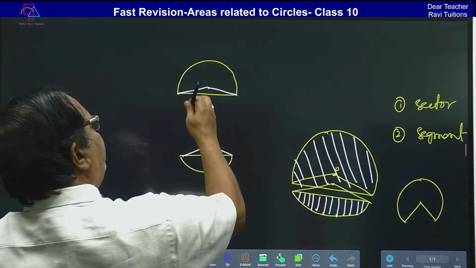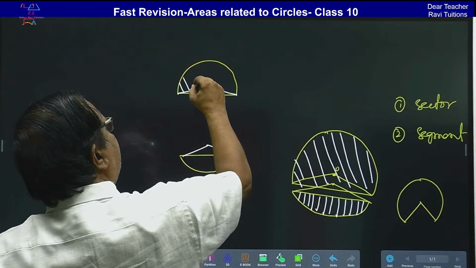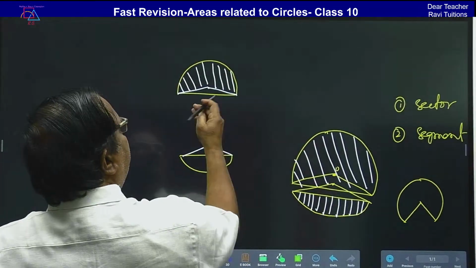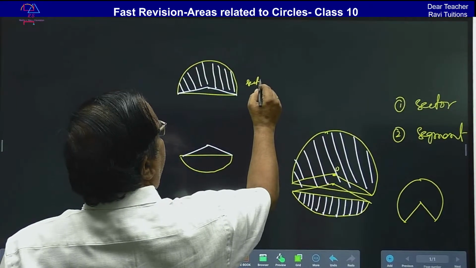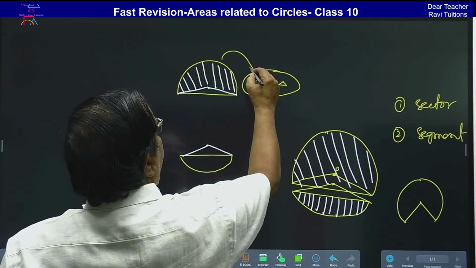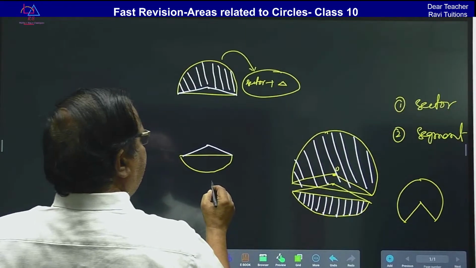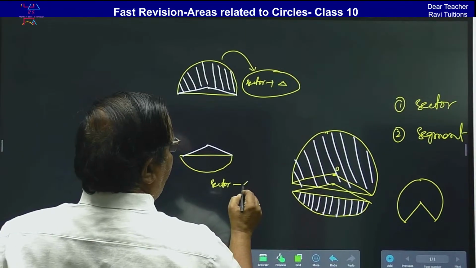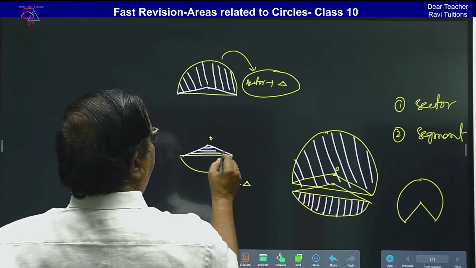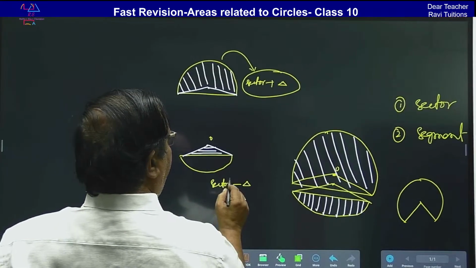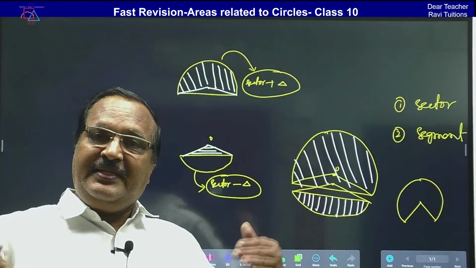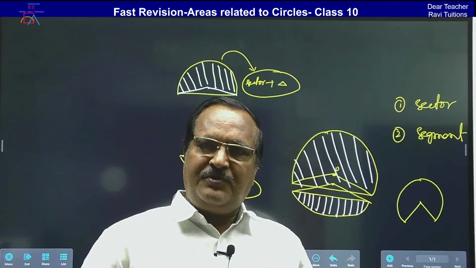So if you find it, this is nothing but a sector. Sector plus this triangle is equal to major segment. Here, sector minus triangle, that means this triangle has to be removed. So sector minus triangle is equal to minor segment. So in this you have to apply the sector area.